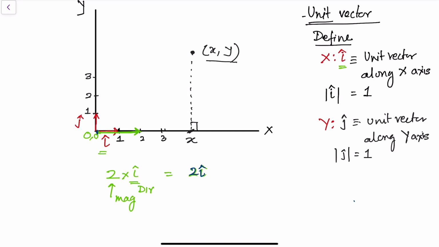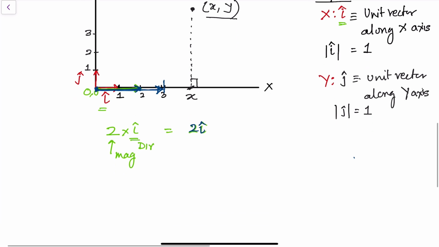This vector is starting here and ending here. Okay, this vector is my 2 times I cap. Suppose I want a vector which is of the length 3, say till here, from origin all the way till 3. I want a vector till here. Okay, how do I get such a vector from the origin till 3?